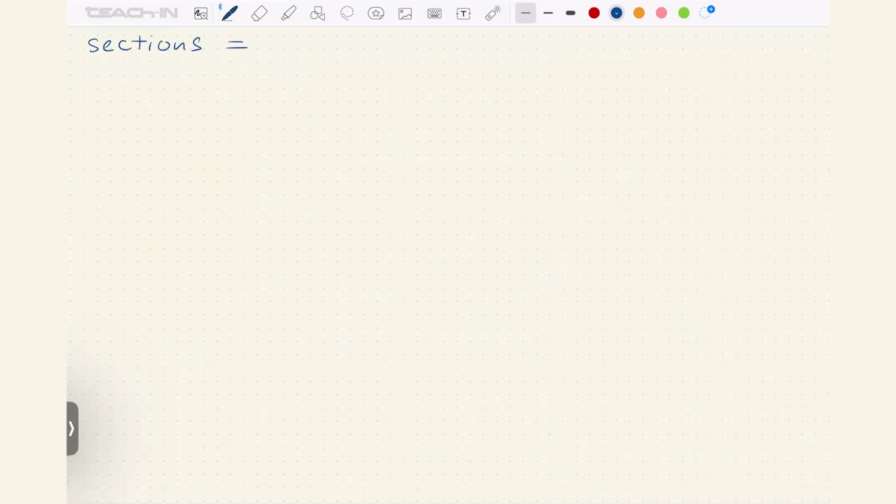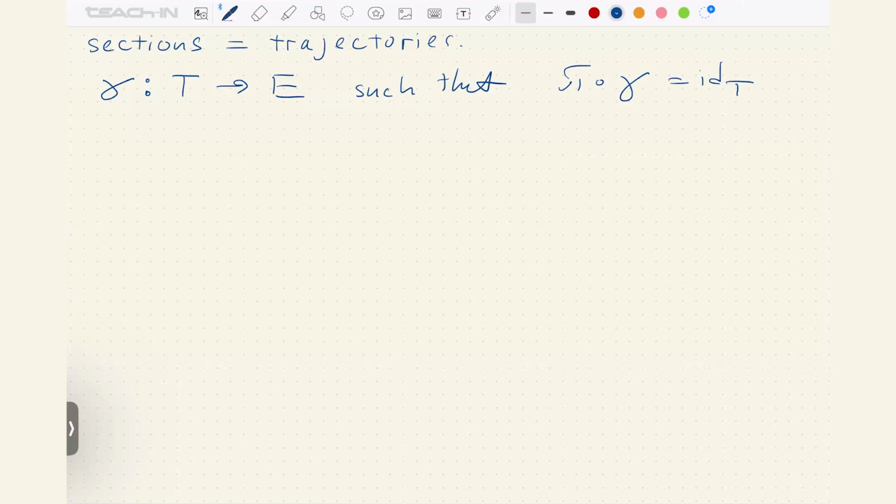situation, this is exactly the same as trajectories of our mechanical systems. But this language of sections is somewhat more general and useful in a wider context than trajectories. So let me still use gamma because it's almost the same. So gamma is a section. It means it's a map from T to E, to the total space, such that its composition with pi gives me the identity map on T, right?